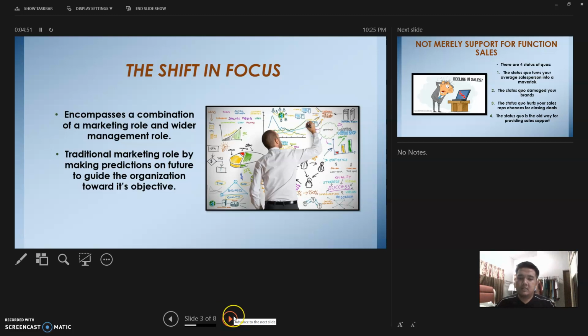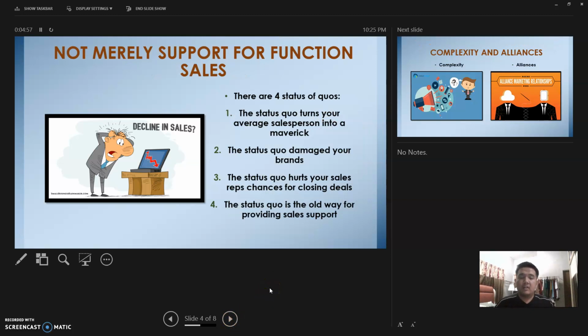We move on to the third slide of chapter 7: not merely support for function sale. Many of us may not know, or may know, but let me explain. There are four status quos. The first is that the status quo turns your average salesperson into a maverick. It means reps can quickly order or tailor materials for their prospects when sales support is lacking. This results in many members spending prime selling hours manufacturing their own customer materials, or worse yet, using out-of-date or generic materials.